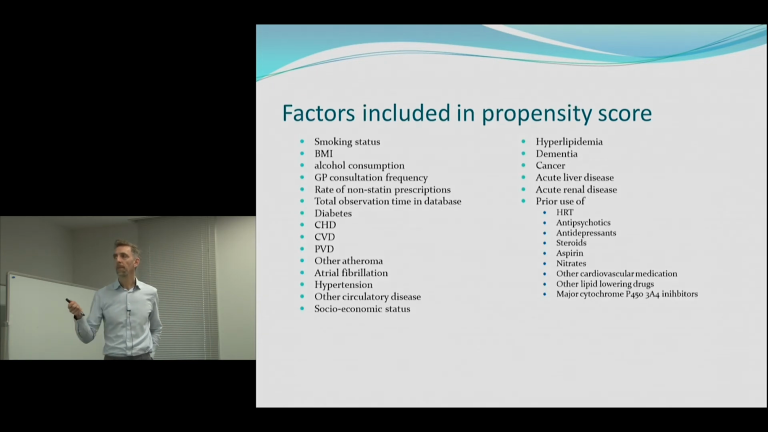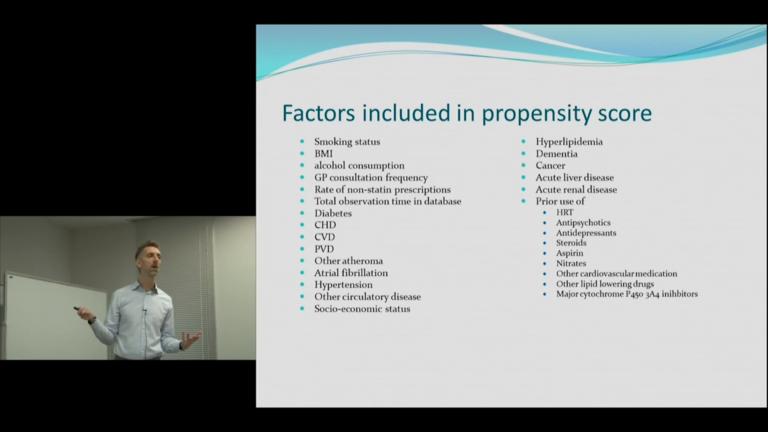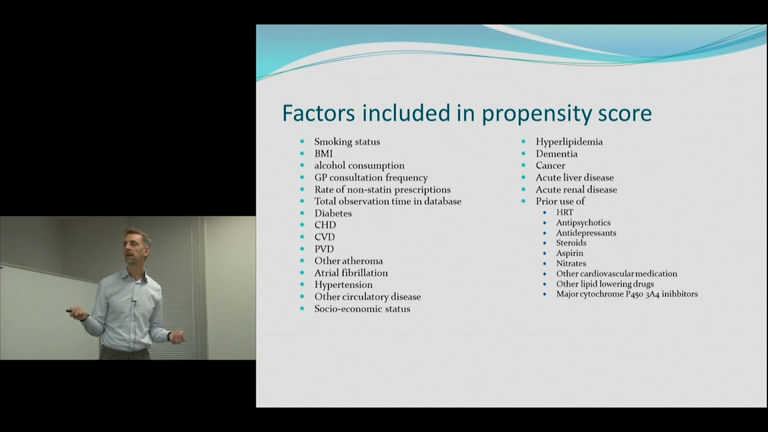So of course, we think that there are probably lots of factors that influence that prescribing decision. And in fact, in our final model, we had about 30 different variables that we thought could influence this decision. So we've got things like whether or not people smoke, whether they've got diabetes, atrial fibrillation, whether they're using a whole range of other medications. There's just a whole load of different things that we thought could influence that decision.